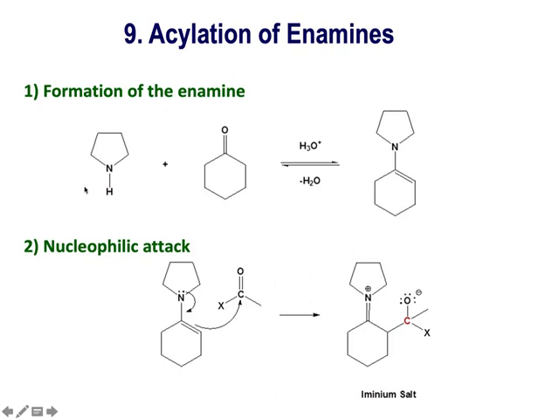So here is the mechanism of acylation of enamine. We want to form enamine first. So this amine reacts with this ketone to form enamine. This one is enamine. Number 2, nucleophilic attack. It means this double bond is more nucleophilic, so the nucleophile attacks this C double bond O to form iminium salt.